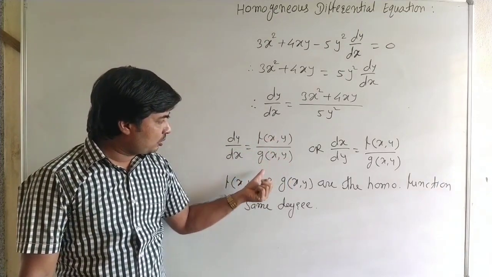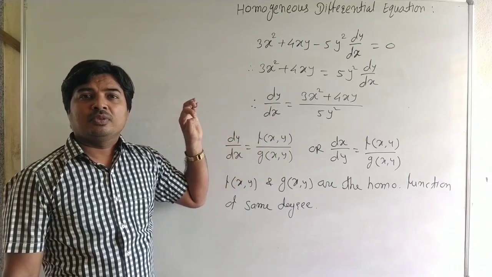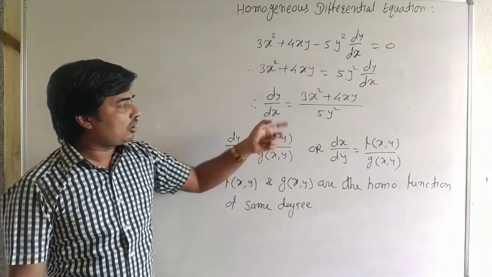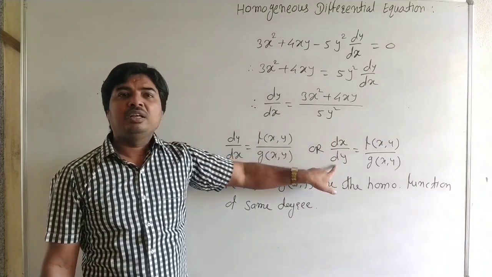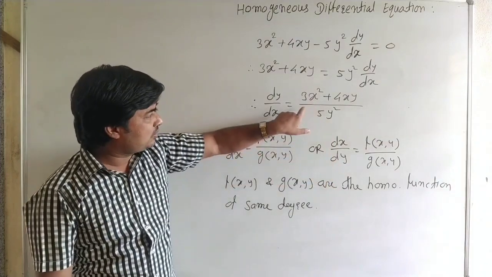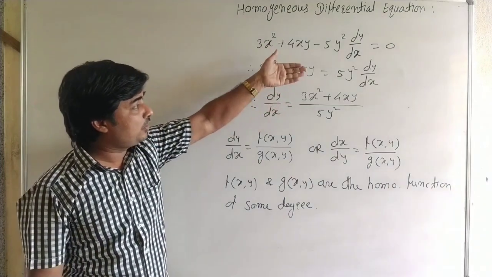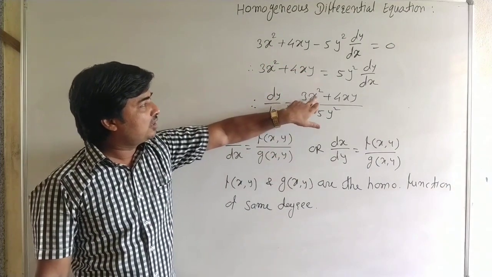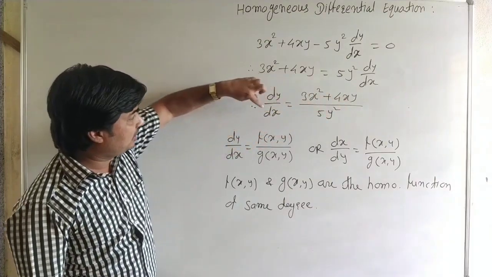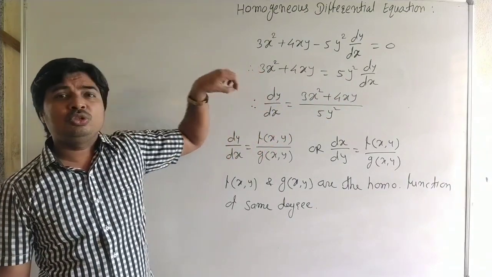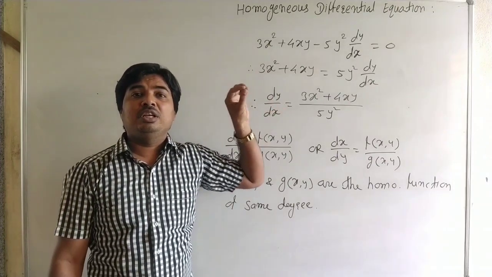Here f of x comma y and g of x comma y are homogeneous functions of the same degree. We can write dy by dx, or it is dx by dy. This function we can also write as dx by dy. Therefore dx by dy is 5y square upon 3x square plus 4xy. Here it is a dx by dy. It is a homogeneous differential equation.